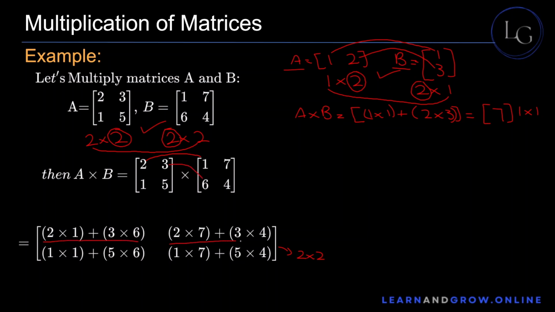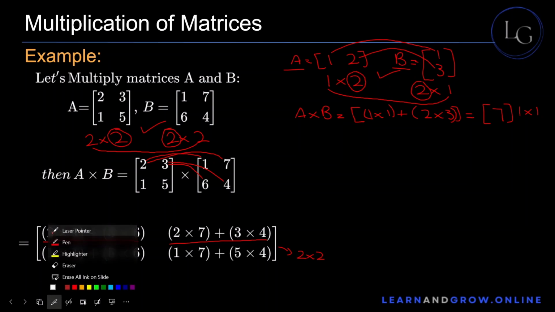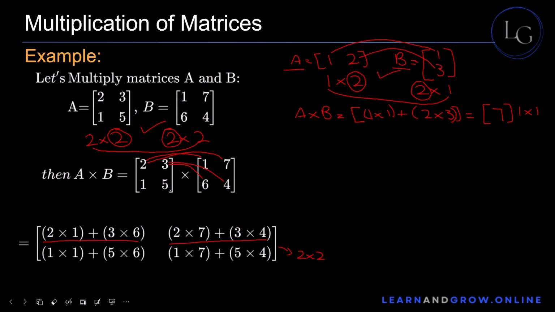Now the second element, simple. You'll first multiply the same first row of A into the second column of B. So 2 multiplied by 7 plus 3 multiplied by 4. Now this is getting a bit messy here. Let's erase these lines.